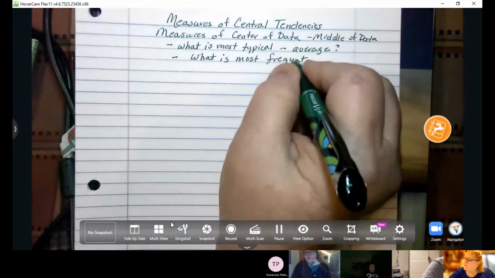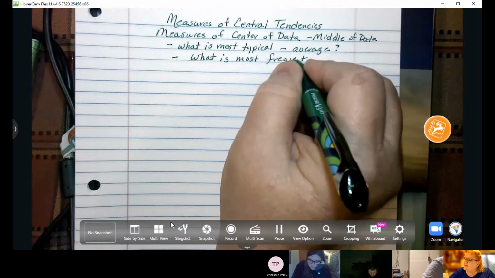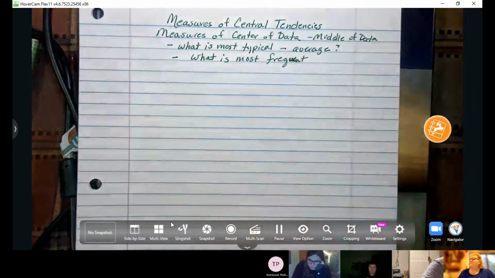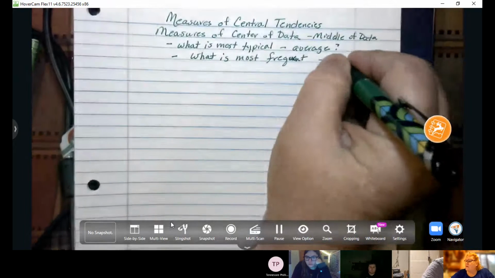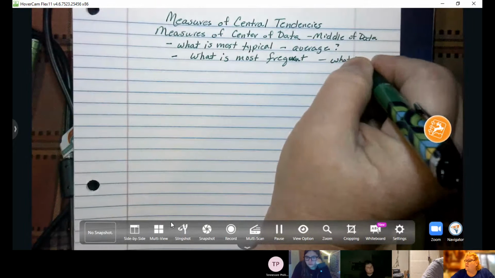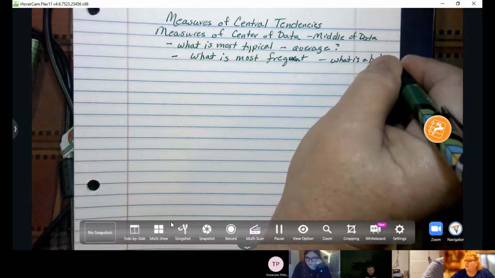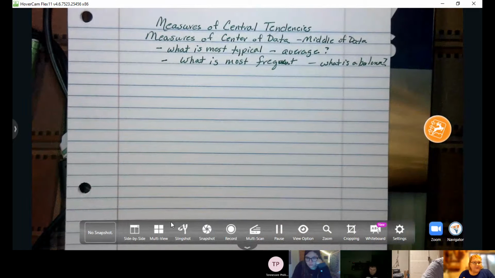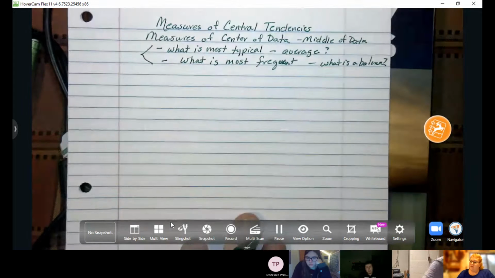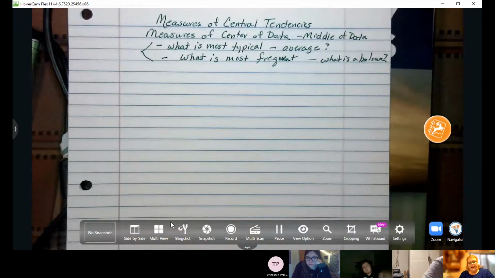Can't spell this morning. Q-U-E-N-T. What is a balance for the data? What's an overall balance to make the middle? So all of these are questions or reasons for finding the middle of the data.